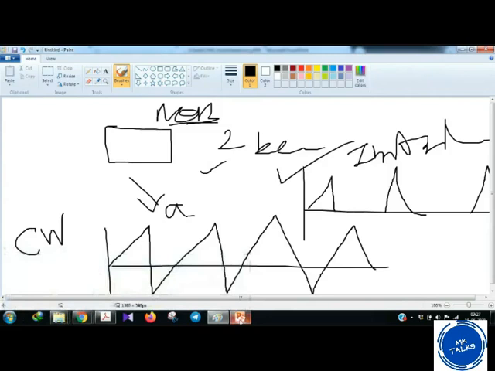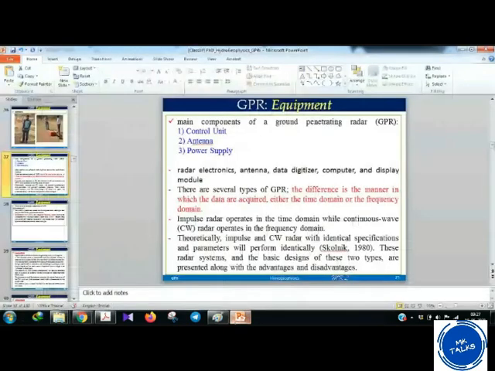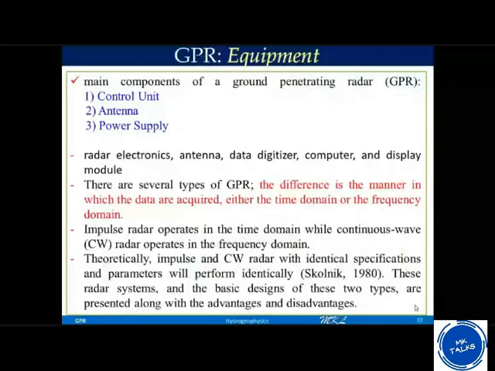That will be discussed. So impulse radar basically operates in the time domain, while continuous wave radar operates in the frequency domain. Theoretically, impulse and continuous wave radar with identical specifications and parameters will perform identically. The radar systems and the basic design of these two types are presented here along with their advantages.